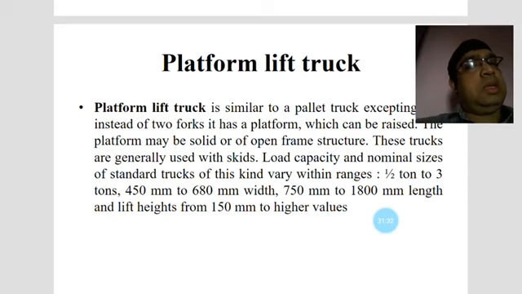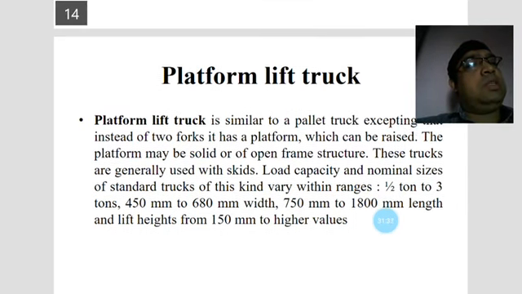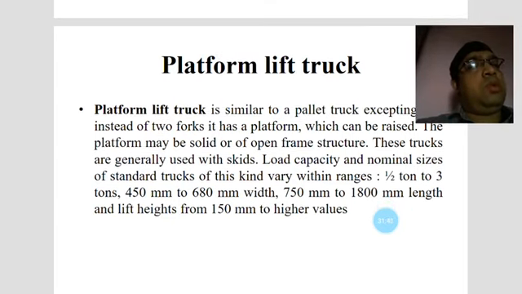But basically the platform lift truck is not a hydraulic system, and it is unpowered. With this platform lift truck we have to consider the half ton to 3 tons range. Manual effort is given to this platform lift truck.